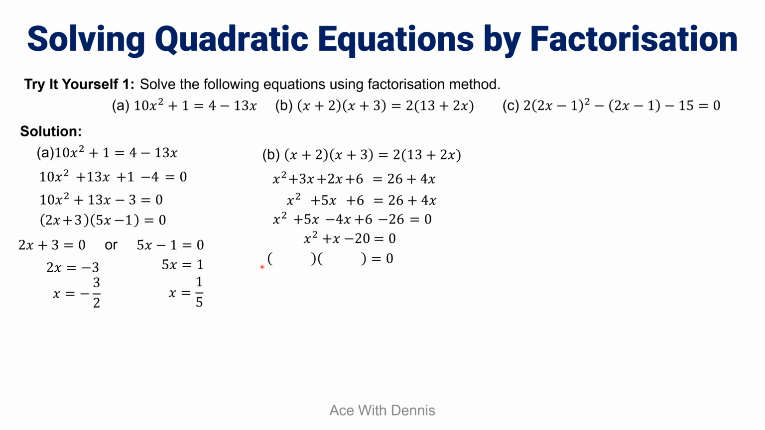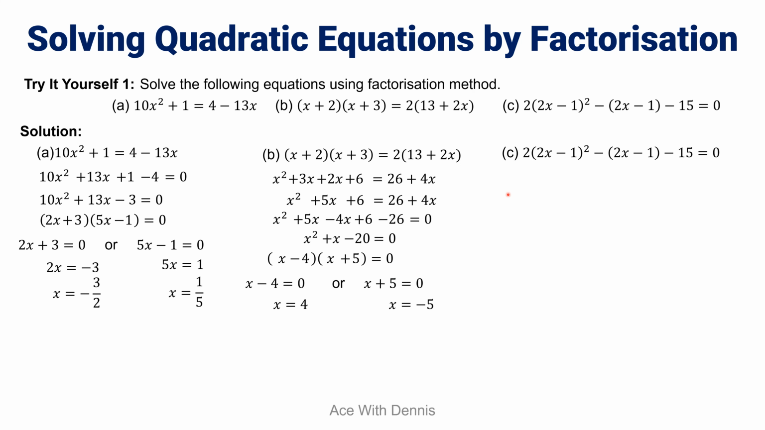Okay, so now I can factorize this one using the double bracket method. So two brackets here, x times x, x squared, and then 4 times 5, we get 20. So I put a negative here and positive here, so that negative 4 times x is negative 4x, 5 times x is positive 5x. So 5x minus 4x, I'll get positive x here. Okay, then x minus 4 equals 0, or x plus 5 equals 0. Solve these two equations separately, x equals 4 or x equals negative 5. So these are the answers for part B.